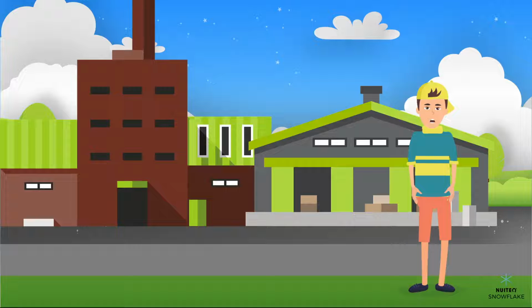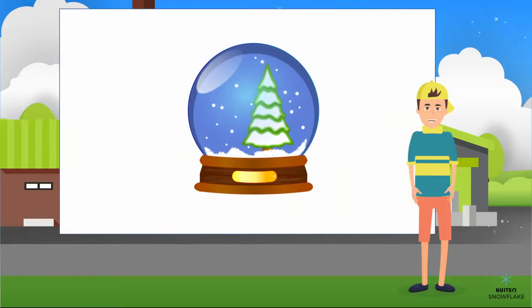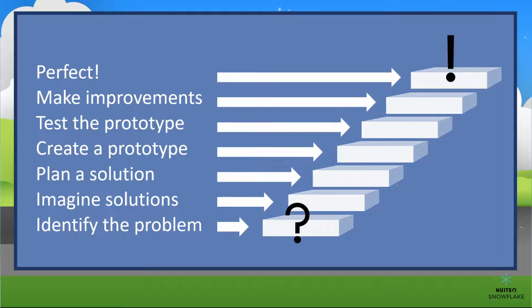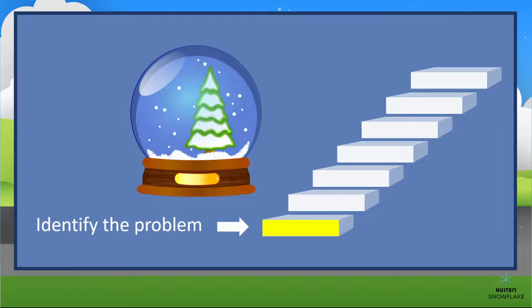Let's look at a real-world example of the engineering process at this factory. Here, they manufacture snow globes. Snow globes are made of glass, and are very fragile. Because of that, design engineers at the factory had to determine a way to protect the delicate glass, once the snow globe was complete. Do you remember the first step in the design process? The first step is to identify the problem. In this scenario, the problem is how to protect the snow globes from breaking.